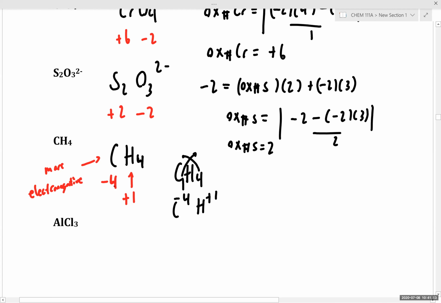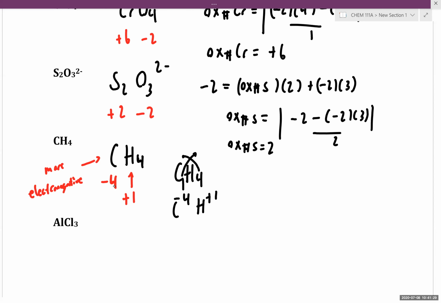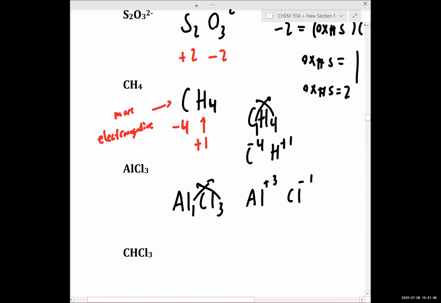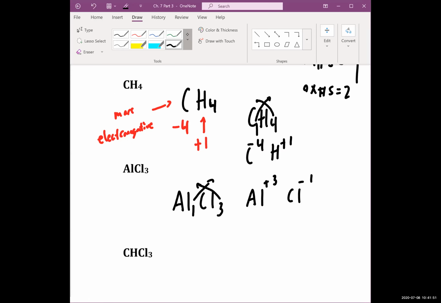Does this make sense to everyone so far? In general, hydrogen will have a positive oxidation number unless it's bonded to a metal. That's the only exception for hydrogen. So let's look at another example, aluminum chloride. If we reverse cross our charges, that gives us aluminum with an oxidation number of +3 and chlorine with an oxidation number of -1, and those assignments seem perfectly reasonable.